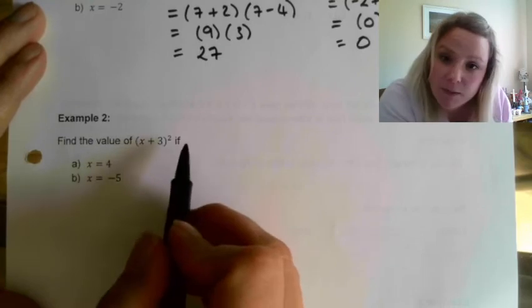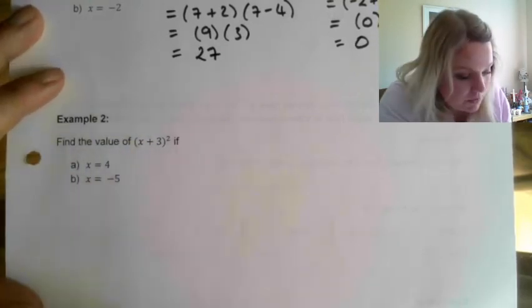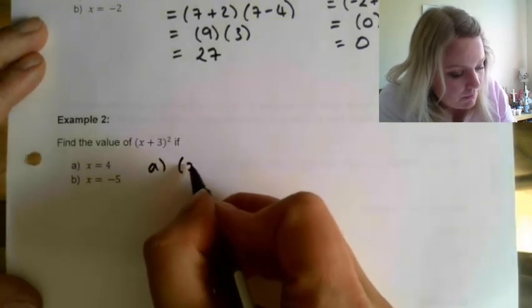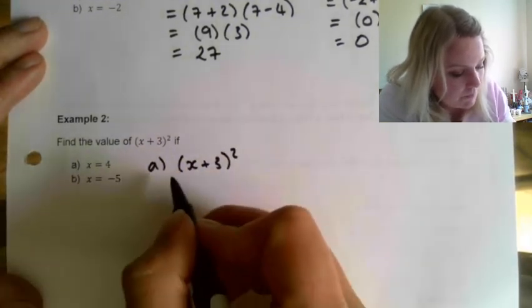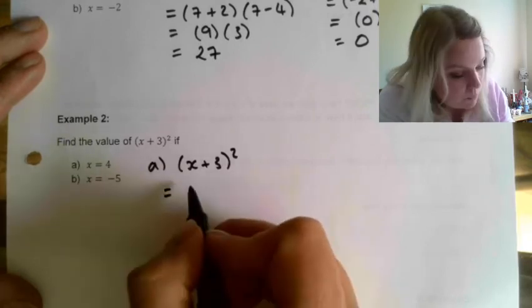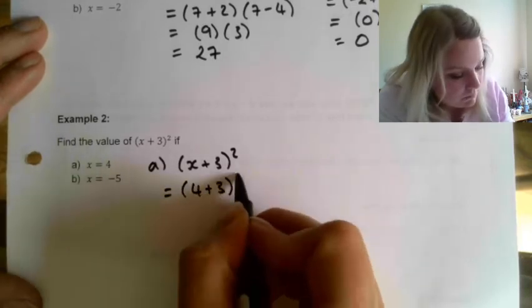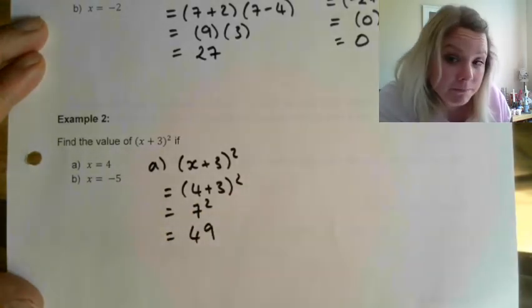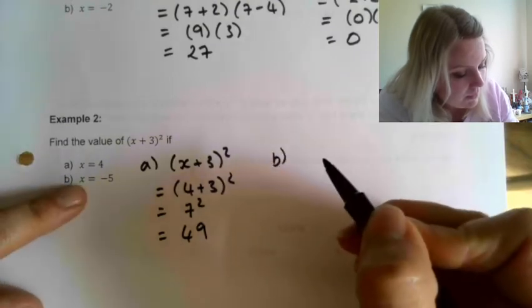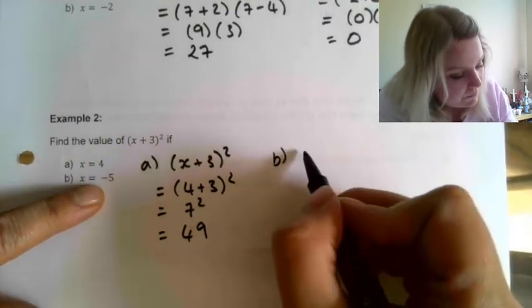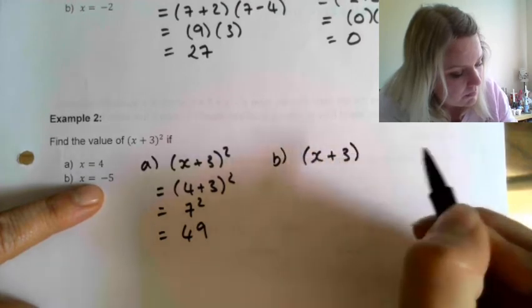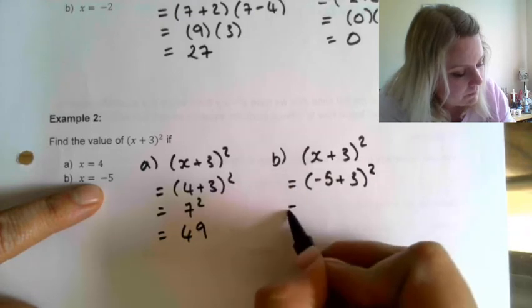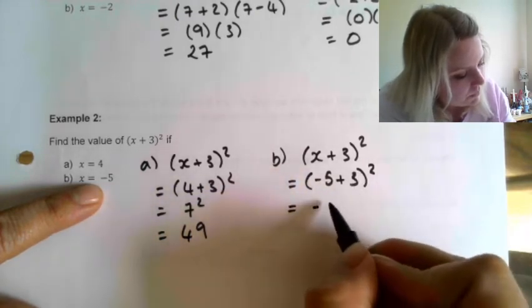Find the value of x plus 3 all squared, and then we've got different values of x. So for part A, x plus 3 squared. All I need to do is replace that x with a 4 for the first one. Gets me 49. And then for B, x equals minus 5. So x plus 3 squared, minus 5 plus 3 gives me minus 2 squared.